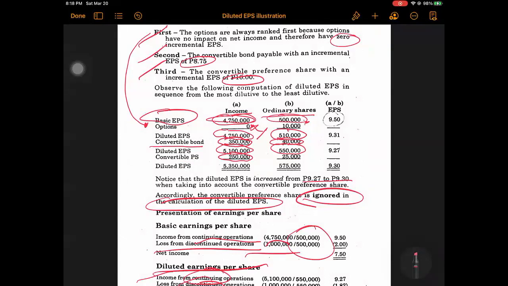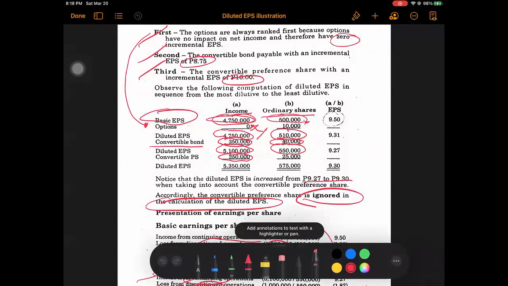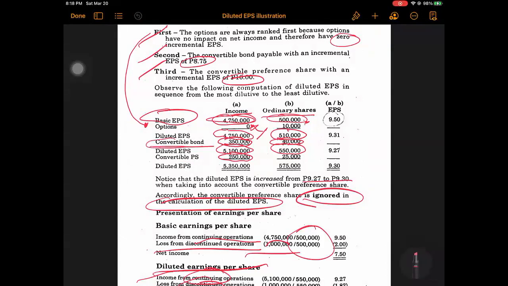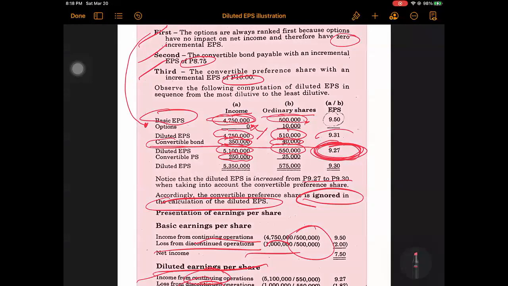Why? Because, diba, supposedly, after considering the convertible bonds, our base amount now is the 9.27. So, para ma-considered as dilutive, dapat ang result niya mas lower than 9.27. Since the computation for the convertible preference share is niabot sa 9.30, so dili siya considered as dilutive. So, again, if it's not dilutive or anti-dilutive siya, di ba, ignored in the computation of the diluted earnings per share. Therefore, the answer is 9.27. Dili 9.30.